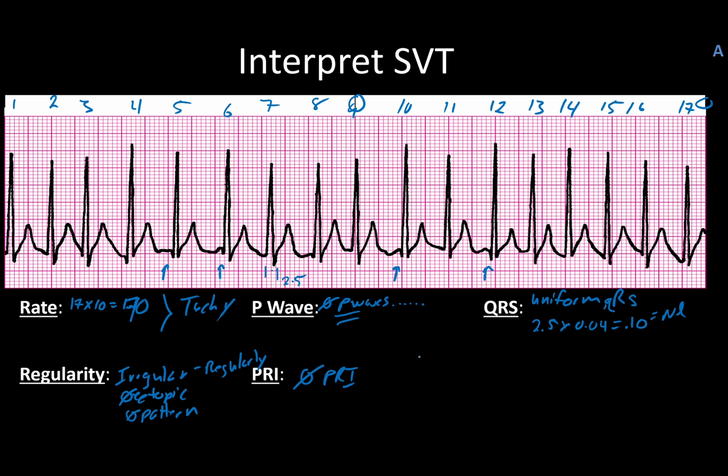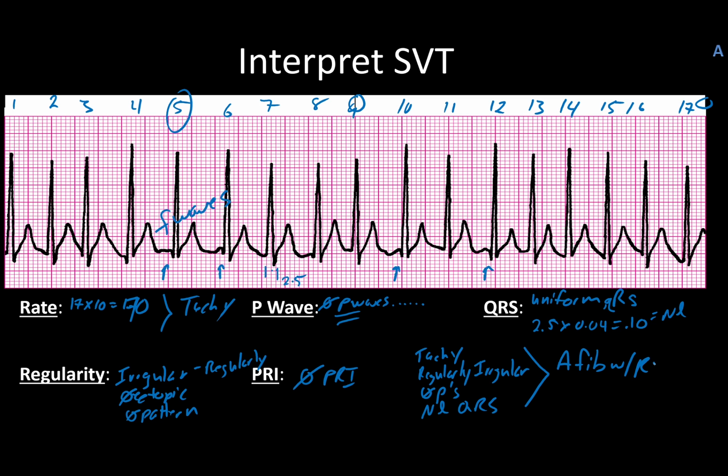And so if you take the tachy, regularly irregular, no good P's, and you can argue if those were maybe F waves here on beat number 5, and normal QRS, I'm going to call that AFib with RVR.